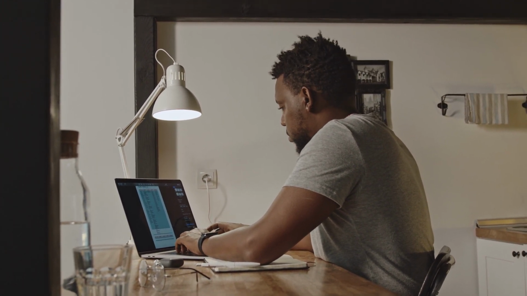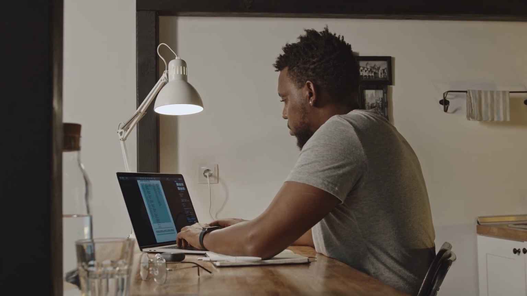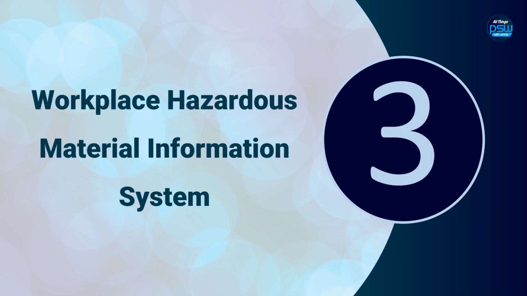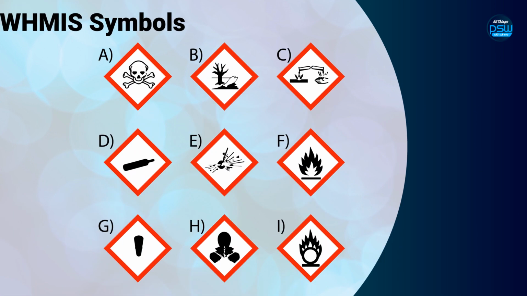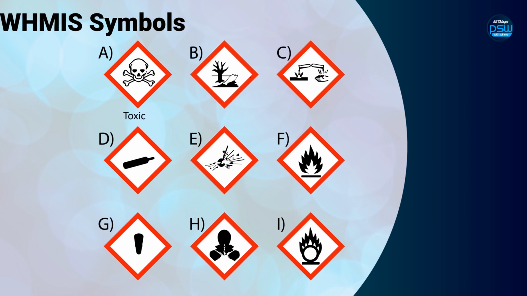So these are the Workplace Hazardous Materials Information System symbols. These are pretty much the ones that you really should know. We're going to go across. The first one is toxic. B, dangerous for the environment. C, corrosive, or anything that makes it corrode. D, compressed gas. E, explosive.